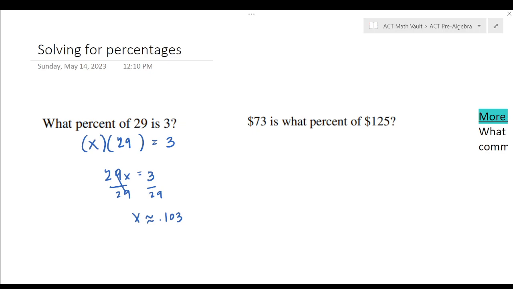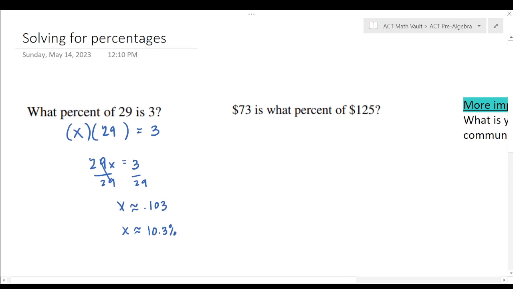So we have to remember that that is what percent. So we need to convert this to being 10.3%. Remember, we moved the decimal place over twice. So it's not 0.1%, it's 10.3%. Okay, now does that actually check out? Let's think. So does 10% make sense? If I took 10% of 29, that is, 29 is about 30. 10% of 30 is 3, so it works out great.